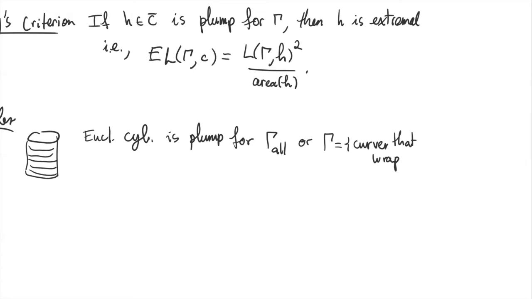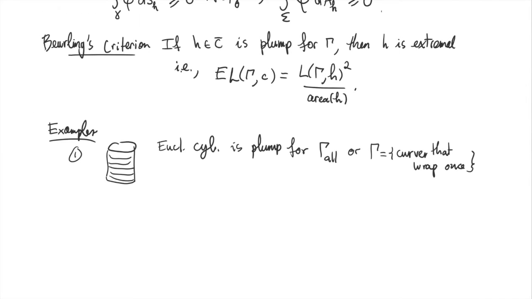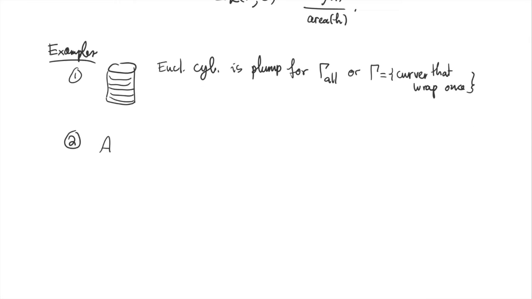So here, gamma naught is what? Is just the round circles, these horizontal circles. These are the ones with shortest length with respect to this metric. And it's sort of clear that the cylinder is evenly covered. To compute an integral on the cylinder, you can just integrate along the circles and against the vertical measure. Okay, then second example, sort of related to this, is any flat torus. Is plump for the set of all non-contractible curves.